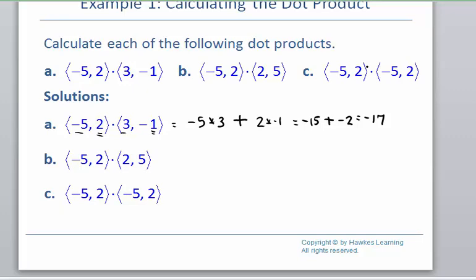In some books, they refer to the dot product as the scalar product. And we do that because when we multiply the two vectors, it turns it into a number.